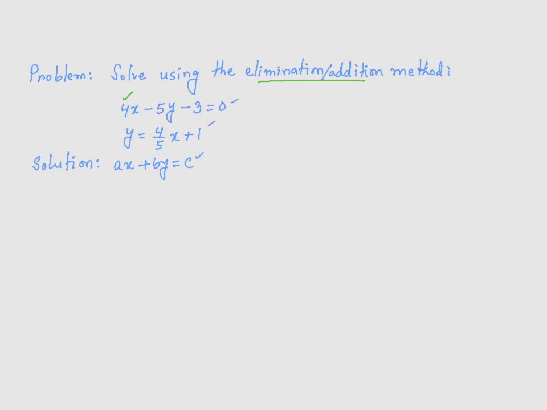The first equation, we can just add 3 to both sides. So from the first equation, I can add 3 to both sides. I'm going to have 4x minus 5y is equal to 3, and I have this format.